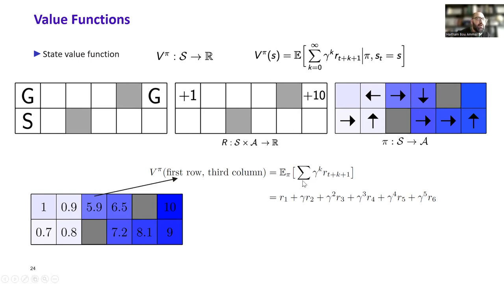I just applied this equation here. So I said I can go to R1, then gamma R2, then gamma squared R3, then gamma cubed R4, then gamma to the 4 R5 plus gamma to the 5 R6. Now, please notice that you will get zero rewards everywhere except on the last one. You would get a reward of 10.